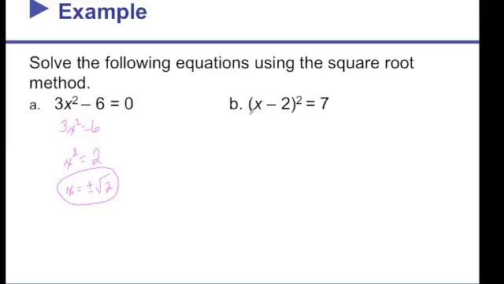Now this one looks a little different, but notice we have a quantity squared. So we could take the square root of both sides, and on the left side, the square root of x minus 2 squared is x minus 2. On the right side, the square root of 7, we'll of course use plus or minus the square root of 7. Now we have x minus 2 equals, we really want x equals, so we make it x equals 2 plus or minus the square root of 7. And this becomes my solution. And this is the exact solution when I use the square root symbol.